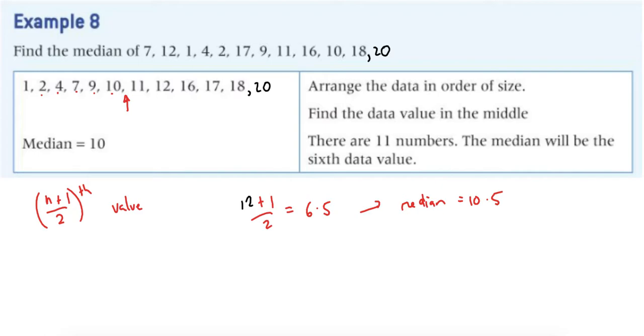Now let's change things again. What if, instead of this number being 11, what if this number was 12? And therefore you've got two 12s in the data set. Well, now, halfway between the 6th number and the 7th number, halfway between 10 and 12, then in this case the median would become 11.